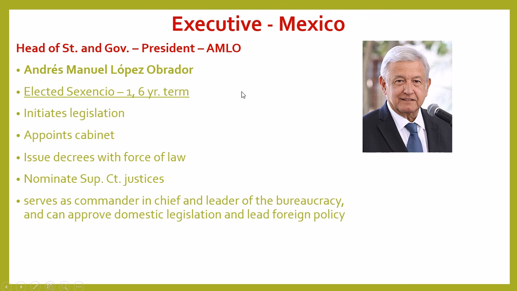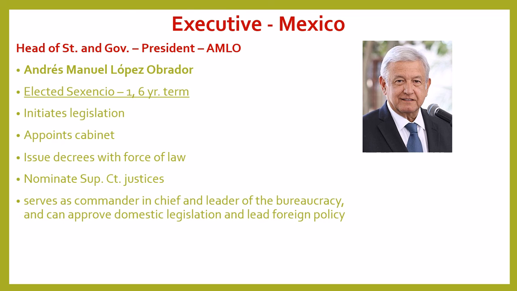All right, let's move on to Mexico. So Mexico is, as you can see, only one executive, so no dual executive here. He is the president and is head of state and head of government, and his name is Andres Manuel Lopez Obrador, or simply AMLO. So he, remember, is elected in a sexenio, which is only one 6-year term. And he tends to be pretty powerful because there is no dual executive here.